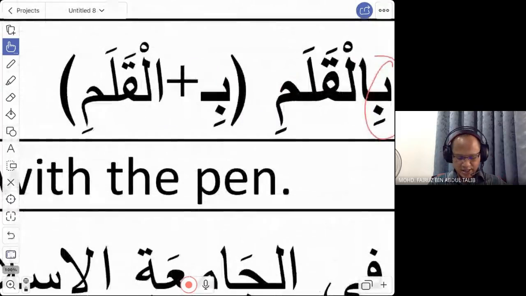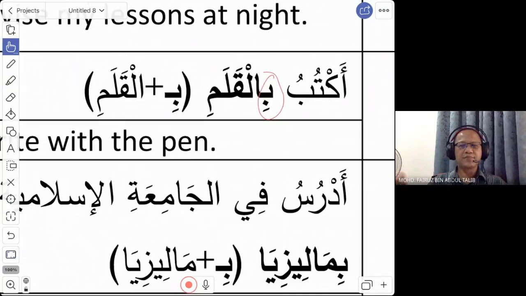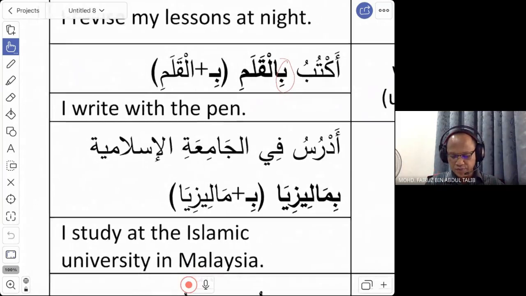So these are the two parts: B plus the next word that you want to use. You can say bil qalam. What else can you say? How do you say pencil? Bil mirsam. You can say bil mirsam and so on. So this is how you use B. Just join the ba and the alif, so it becomes like this. So bil qalam, B means with, but remember with here means using, not with together. That is one meaning for the word B.